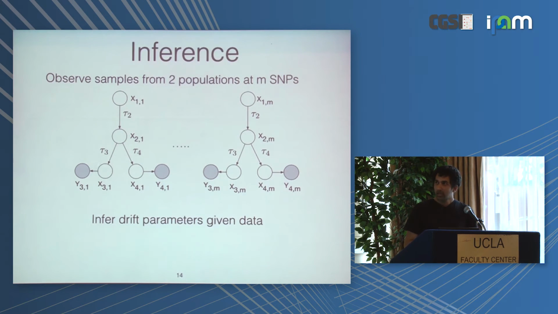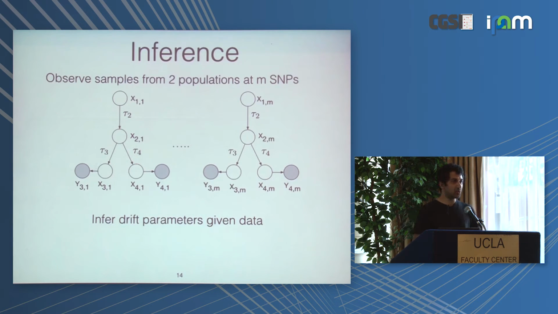So the goal is we are now observing samples from two populations at these M SNPs. And given the data from these two populations at M SNPs, we'd like to infer the drift parameters. So we'd like to infer the parameters tau 2, 3, and 4 given data from two populations at M SNPs.